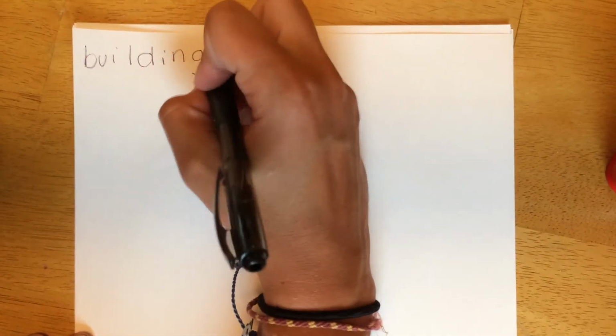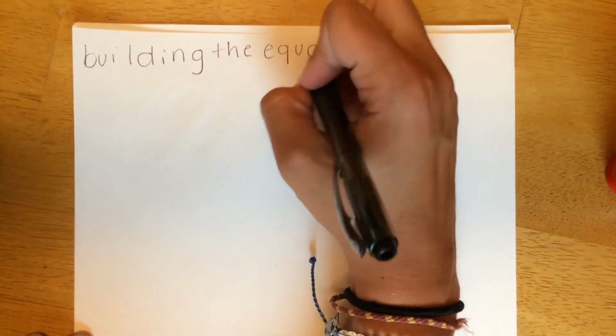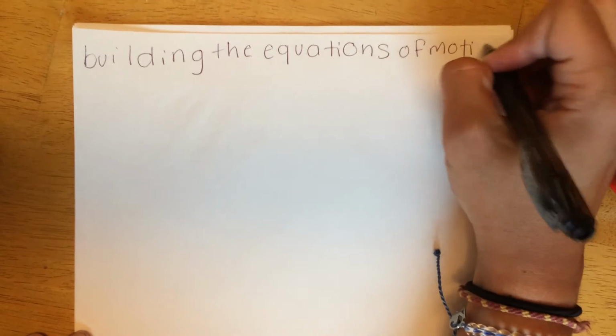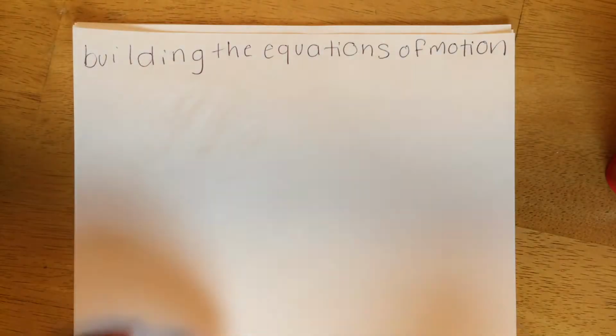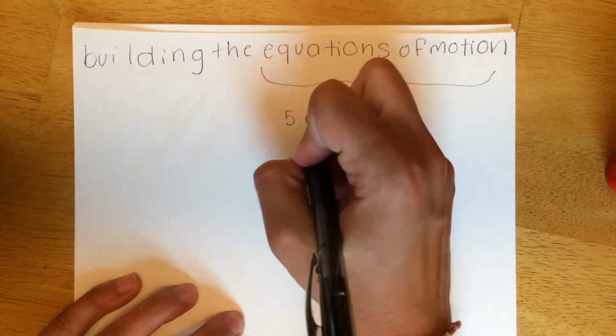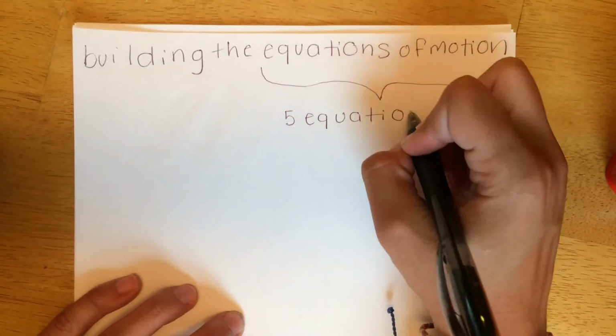Hi all! Today we are going to be building a set of equations that we use in physical oceanography and other fluid dynamics to describe fluid motion. These equations are called the equations of motion, and they're comprised of 5 separate equations. In this lecture we're going to start building these equations.